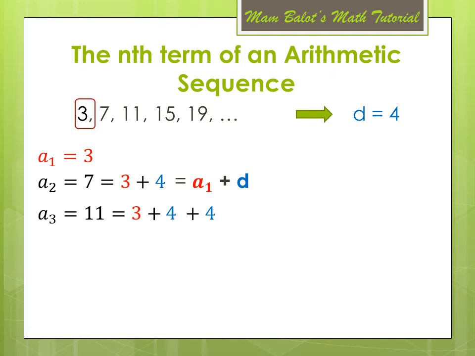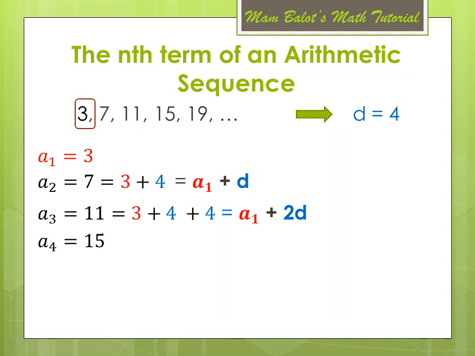For the third term, we have 3 plus 4 plus 4. Notice that we had already added 2 fours, which means that we add 2 common differences, or 2d. So the third term can be expressed as the first term plus 2d.